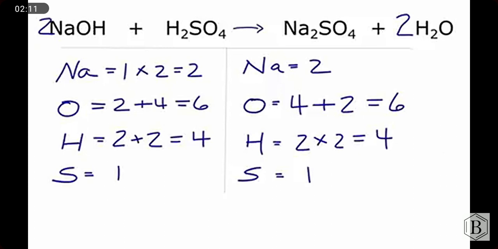The key to the equation, and where people have problems, is that we have 1 oxygen here, and they forget they need to add these. Or we have the 1 hydrogen, and they forget to add the 2 here. So make sure you add up all the atoms when you're balancing the chemical equation. This is Dr. B with the balanced equation for sodium hydroxide plus sulfuric acid.